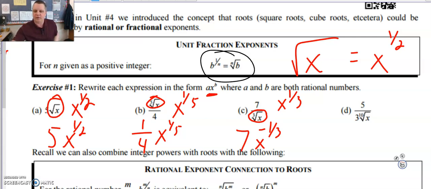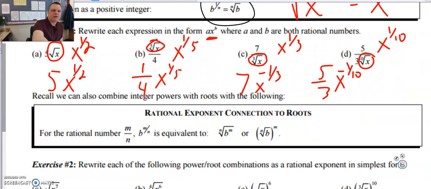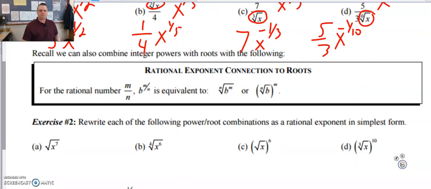This one's real tricky, because it's just right here. So that's x to the 1/10. Then we have 5 over 3. And since it's 1 over x to the 1/10, it's actually x to the negative 1/10 like that. So there you go. That's how you change them. A lot of little review there, a lot of things that we did.